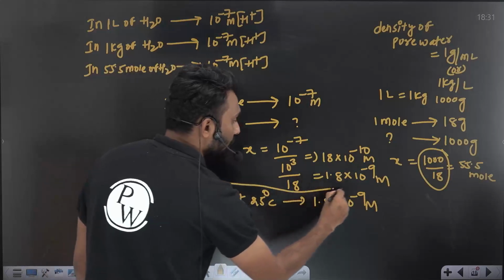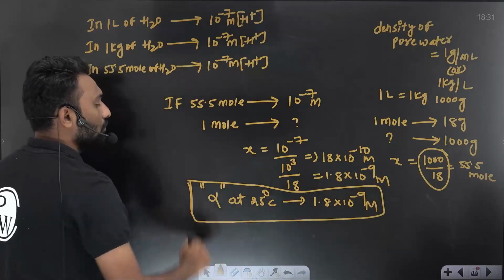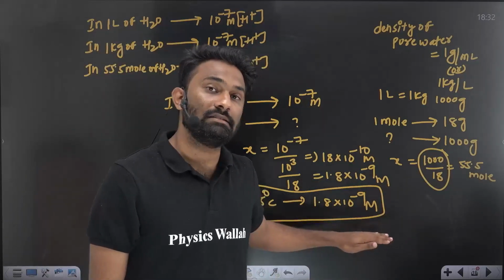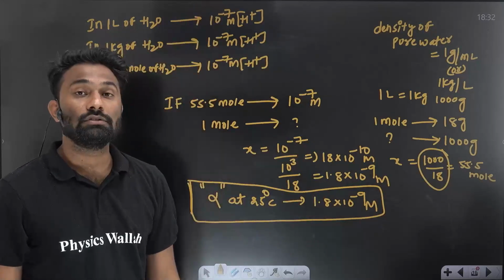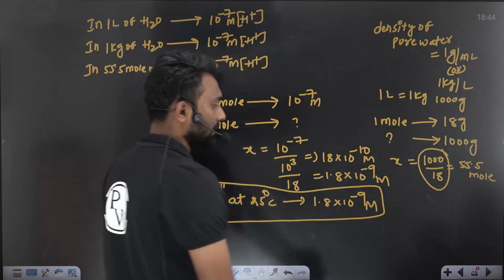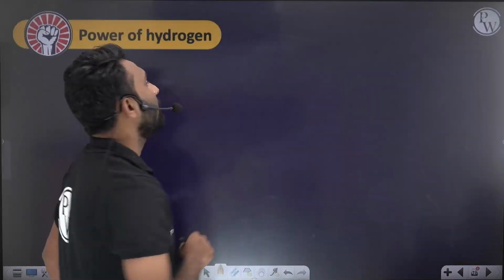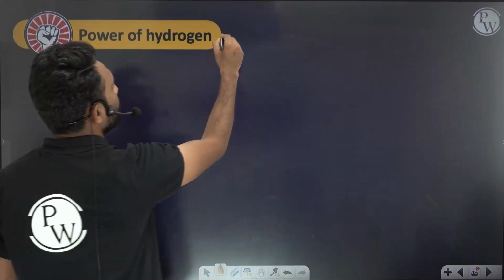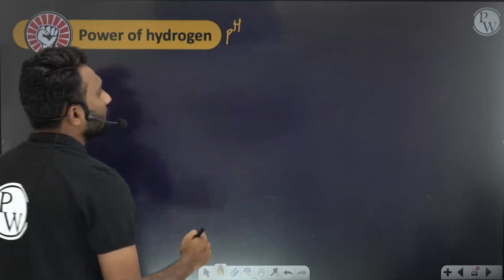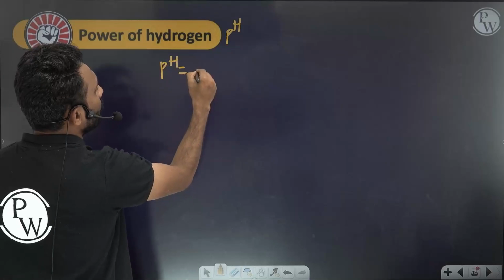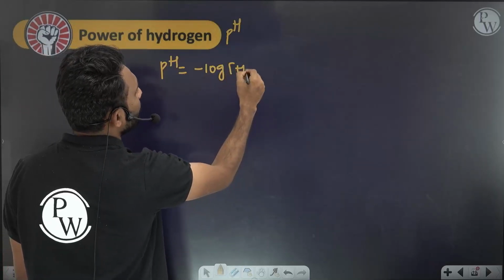So the degree of dissociation alpha value at 25 degrees is very less. That is why pure water is a very weak electrolyte. Okay, now next, power of hydrogen, that is pH. For this we have the direct formula: pH is equal to minus log of H plus ion concentration.